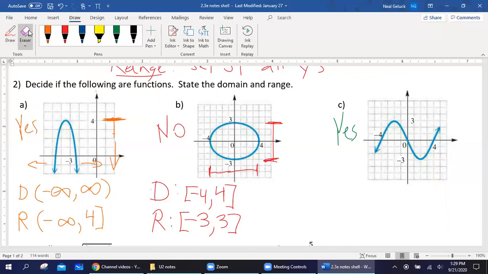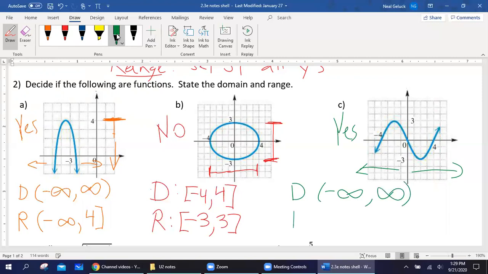Now, as far as its domain and range, you got to be careful here. These arrows indicate that it's going to go forever left and forever right. It's going to keep widening. So the domain is negative infinity to infinity.